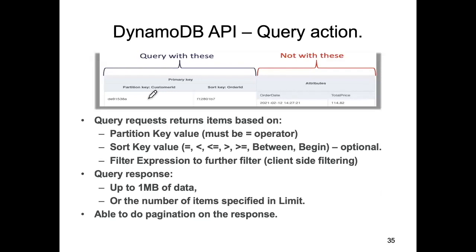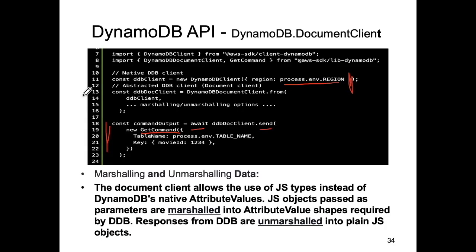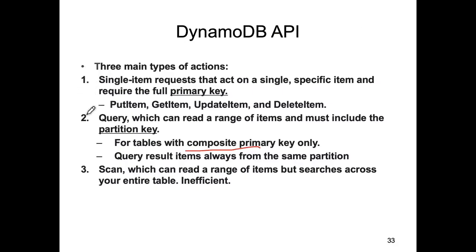Okay, all of this hopefully makes a bit more sense when you start playing around with it. In the previous slide, I showed you an example of a single item action. In this case it was just a get, but the puts and updates and deletes are not too dissimilar. What about a query action, where we want to get a collection of items?